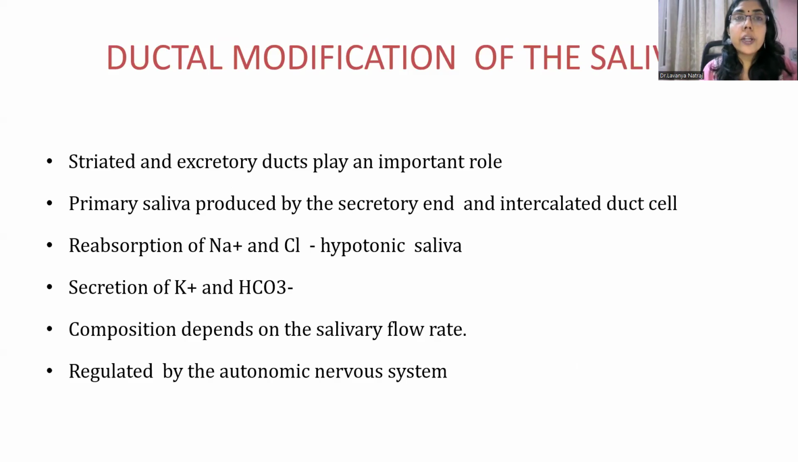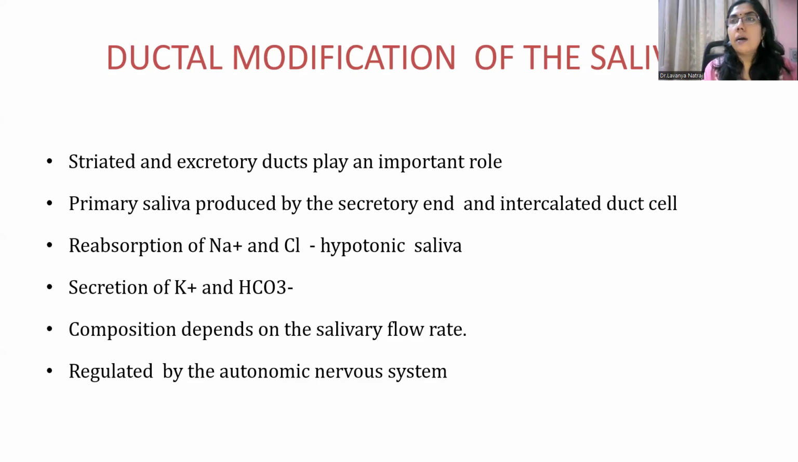Now, the other important part, the ducts, help in the modification of the saliva that is secreted by the secretory unit. Mainly this ductal modification occurs in the striated duct. I told you earlier about that. So the striated as well as the excretory duct play an important role in the modification of the saliva. What do they do? The primary saliva is produced by the secretory acinar units and the intercalated ductal cells, and they help in the formation of the saliva that I told you about before.